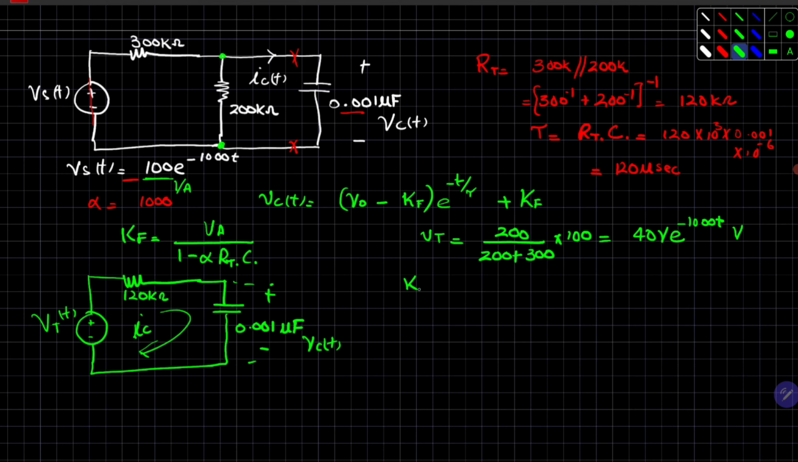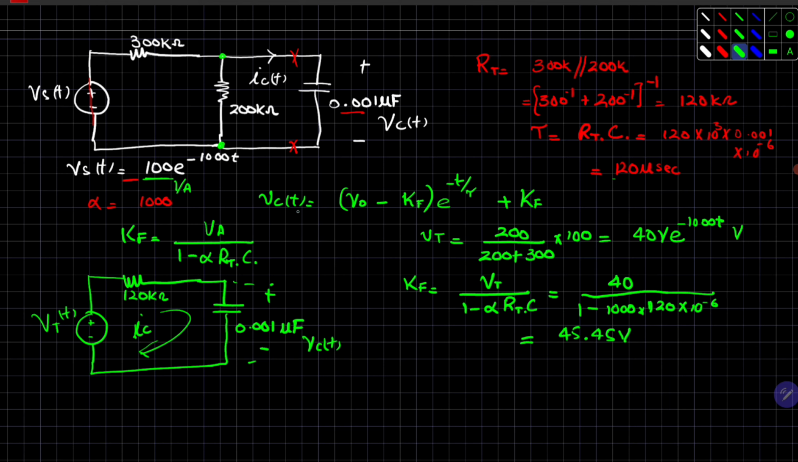Now again, we will find the value of Kf. So Kf will be equal to V Thevenin over 1 minus alpha times R Thevenin times C. So what is the value of Va or V Thevenin? That is 40 divided by 1 minus alpha. Alpha is 1000, multiplied by the value of R Thevenin times C, and you have already calculated this 120 into 10 raised to power minus 6, because this one is in microseconds. So you get the value of Kf, and this is 45.45 volts.